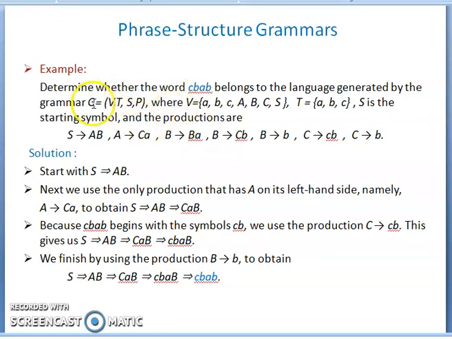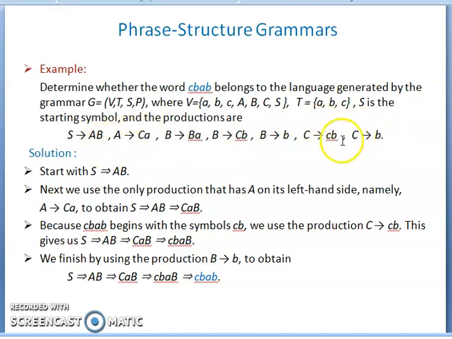Determine whether the word CBb belongs to the language generated by this particular grammar. It has the vocabulary, terminal symbols, start symbol, and productions. The vocabulary is small a, b, c and capital A, B, C, S. The small letters are the terminal symbols, and capital A, B, C, S are the non-terminal symbols. S is the starting symbol. The productions are: S implies AB, A implies CA, B implies BA, B implies CB, B implies b, C implies cb, and C implies b.